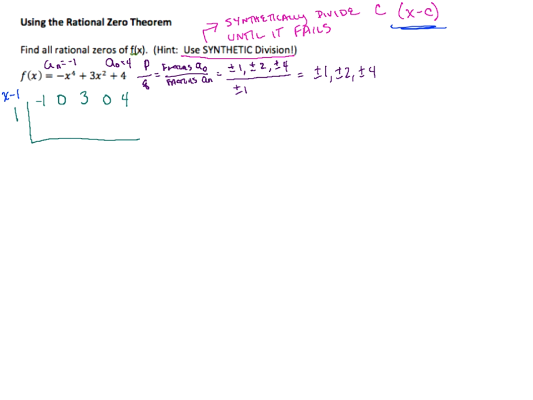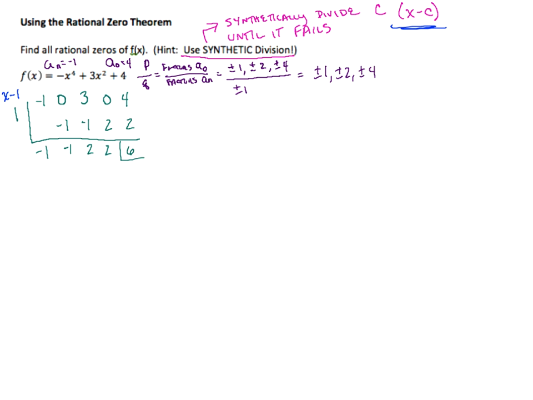Then I just move through my synthetic division process. Combine down, multiply, write my result. Combine down, multiply, write my result. And I get a 6 as a remainder.